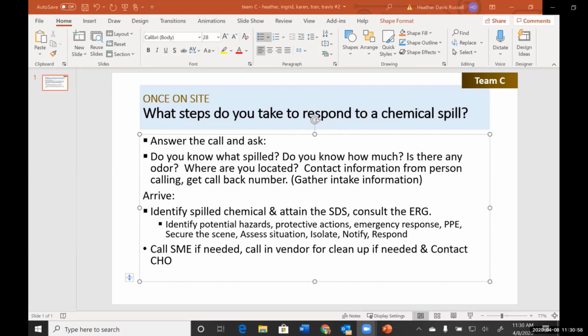Okay, so once on site, what steps do you take to respond? Well, we completely misread the question when we did this. When you arrive, you've already identified the spill. I'm sorry, I messed up. So you want to assess the situation, you want to isolate, you want to notify, and you want to respond. That's taken from the ERG.